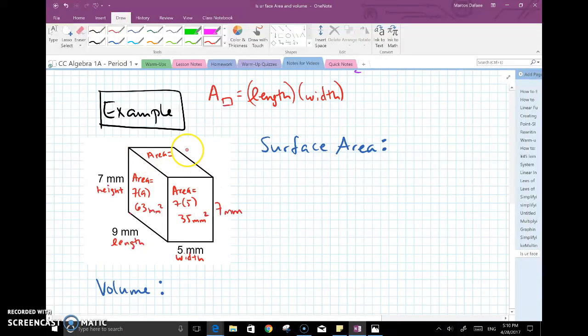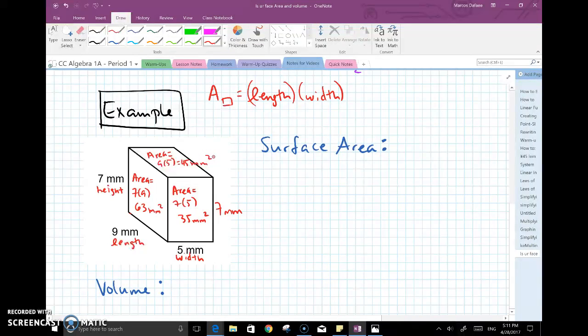Now, it looks like nothing is labeled, but in reality, you have everything you need. So this side here would be the same as this side here, which is 9. So this is actually 9 millimeters. And this over here would be the width, and that, as we know from the bottom, is 5. So this is 5 millimeters. So if I want to get the area of this top surface, it's simply 9 times 5, which is 45. Okay, erasing this here. So 45 millimeters squared.